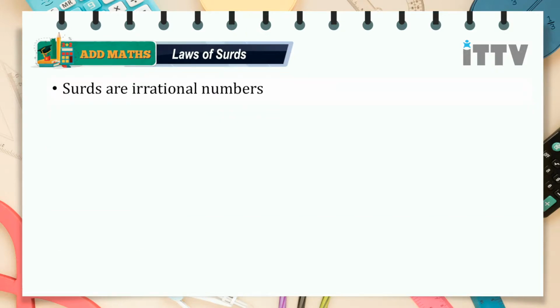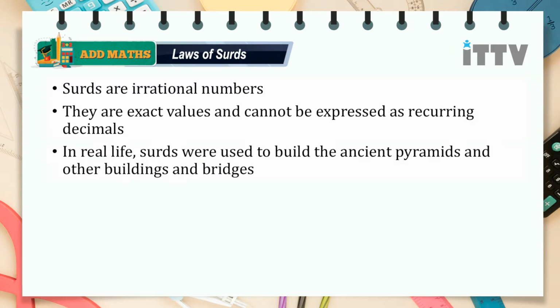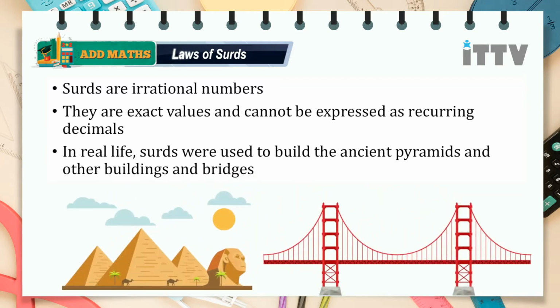Now surds are irrational numbers. They are exact values that cannot be expressed as recurring decimals. In real life, the surds were used to build ancient bridges or pyramids, and that's why the accuracy was so good, because it is not a rounded up value.